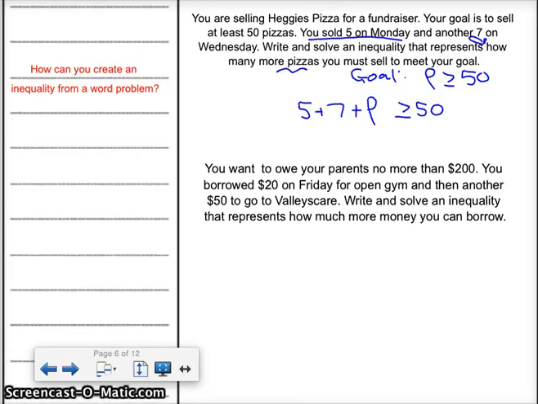And then I don't know how you want to solve this. You could either turn this to 12 plus p and then move the 12, or you can move the 5 and then move the 7. However works best for you. I do this, and then subtract 12. And p needs to be bigger than or equal to 38. I need to sell 38 more pizzas, at least. Okay.